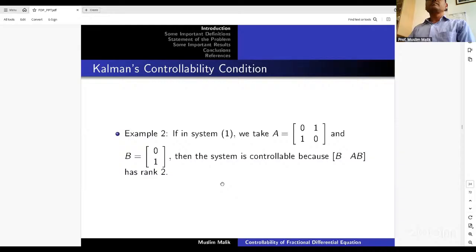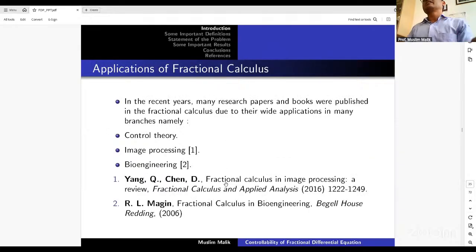Here are some applications of fractional calculus. Fractional calculus has applications in control theory, image processing, bioengineering, even for finding noise in an image. People are also now trying to use fractional models for image processing.